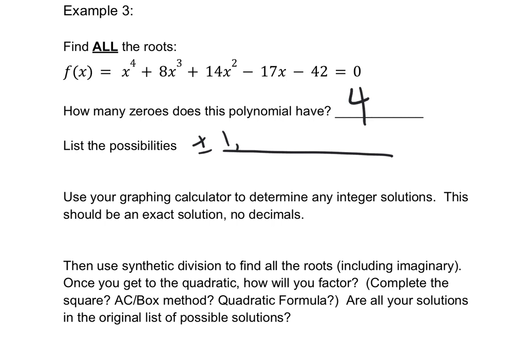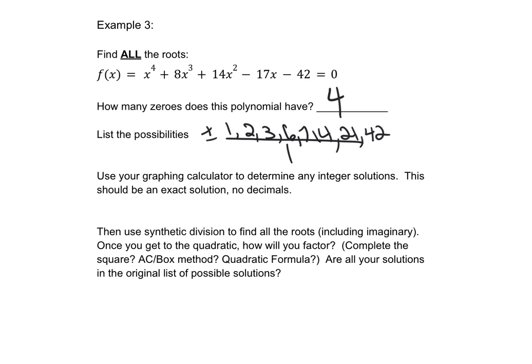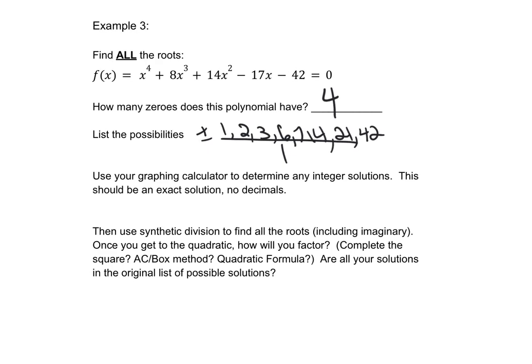I like to list them in pairs on the ends, like 1 times 42, 2 times 21, 3 times 14, 6 times 7. Okay, and then in the bottom is the factors of our lead coefficient, which is just 1. So again, all the possible solutions we could have would be plus or minus 1, plus or minus 2, plus or minus 3, plus or minus 4, and so on. And we do not want to have to test all of those.